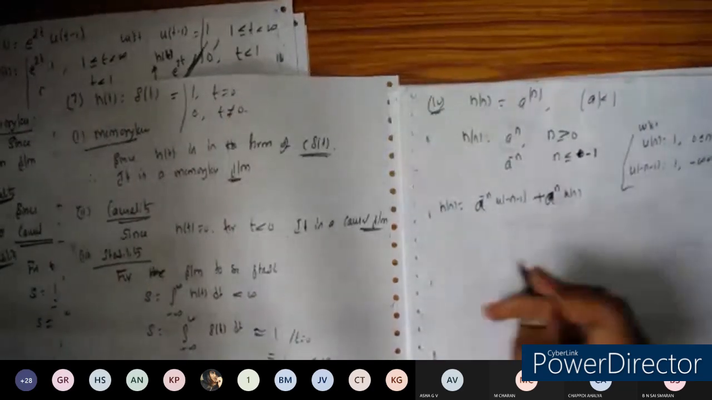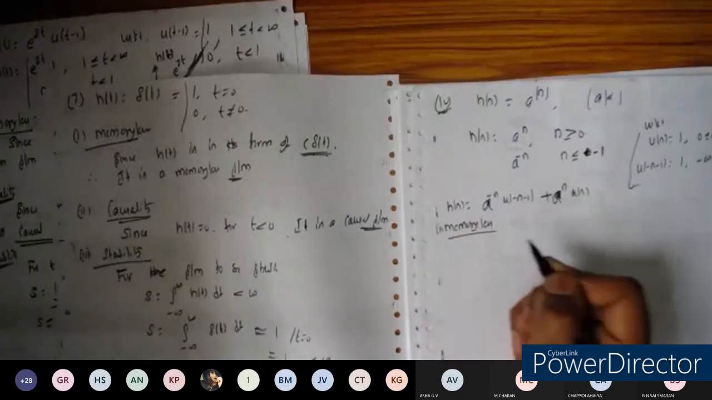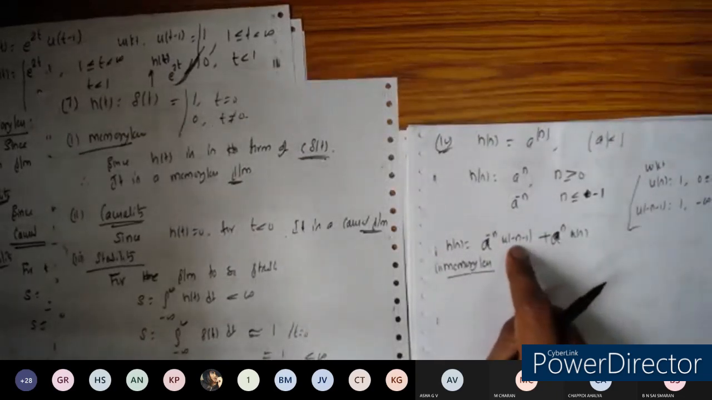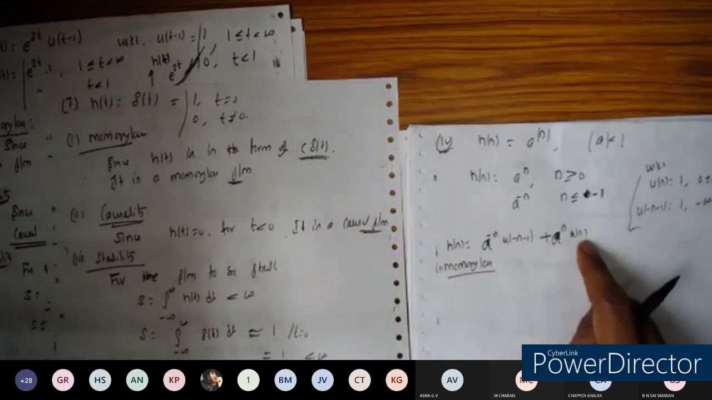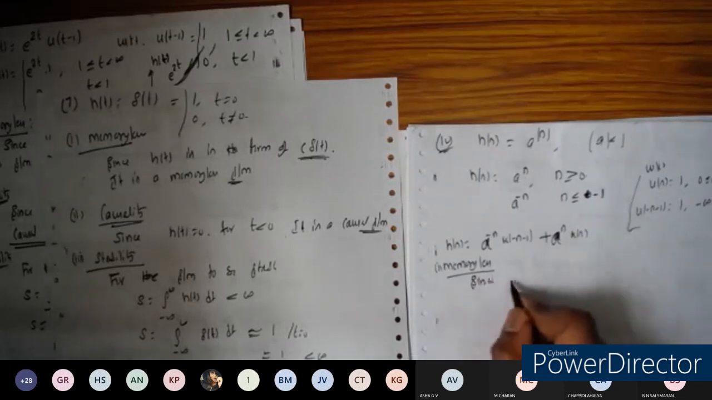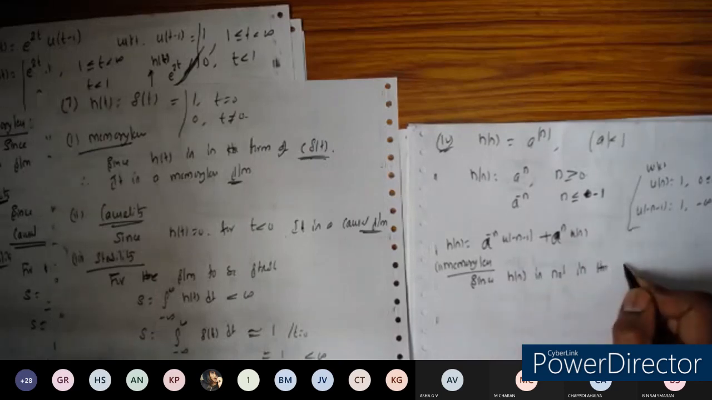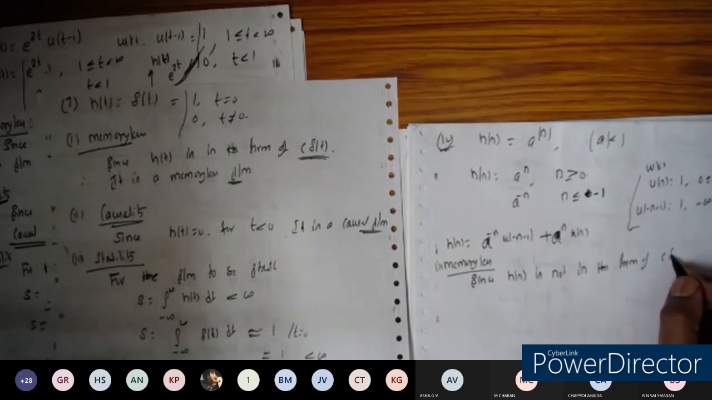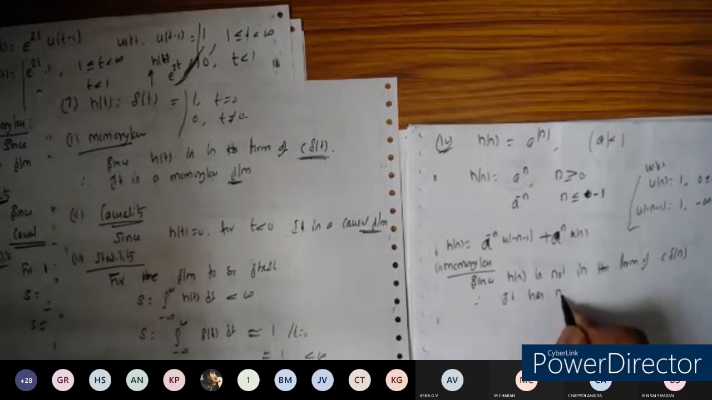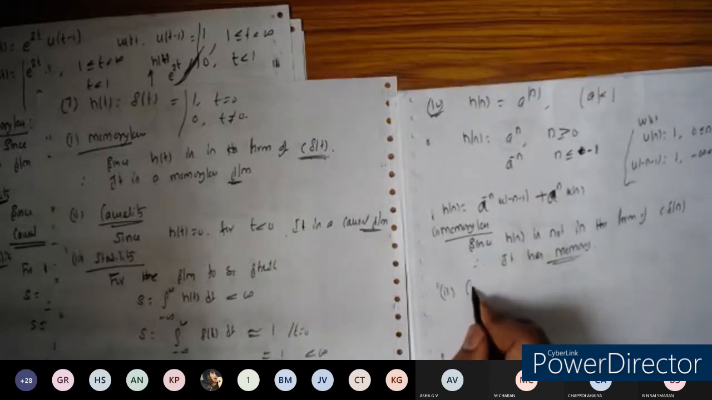Already we did this in the second problem. So let us verify the properties. The first property is memoryless. Since it is defined for the negative time axis also, and it depends on the positive time axis also, it has memory here. Since h of n is not in the form of c into delta of n, therefore it has memory.